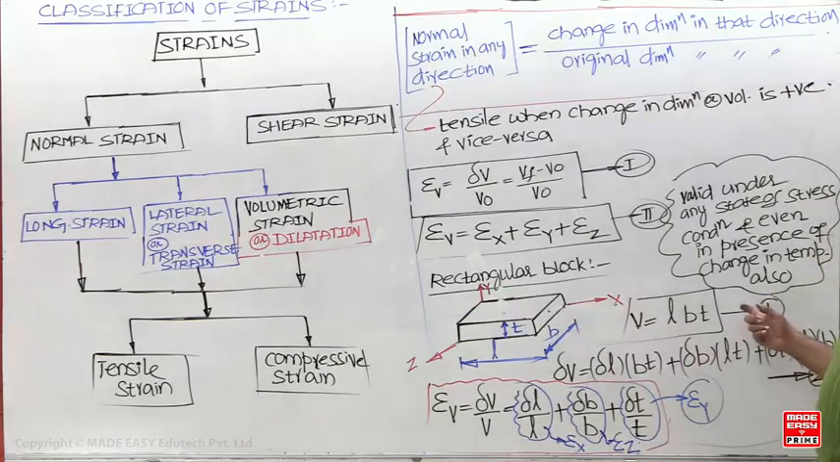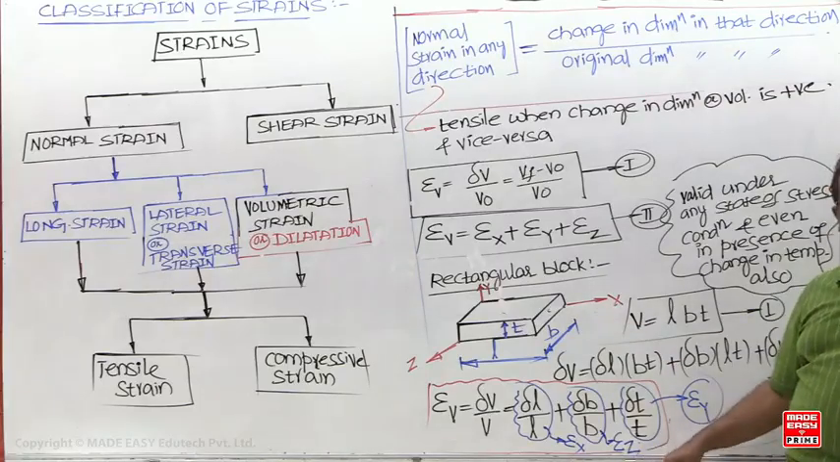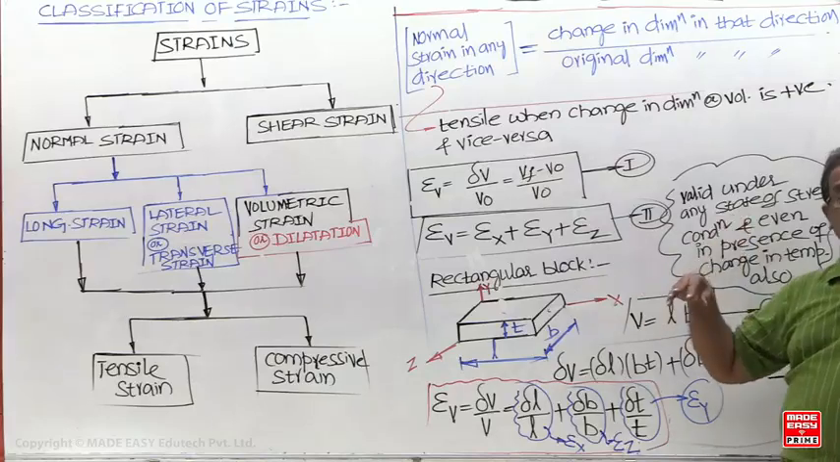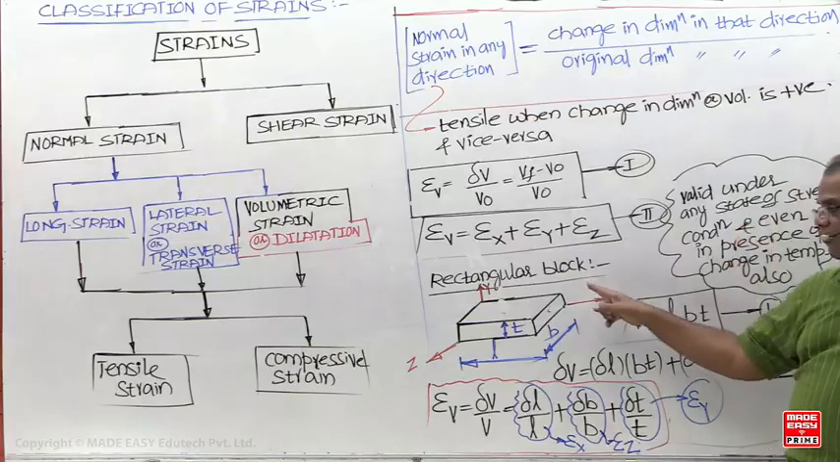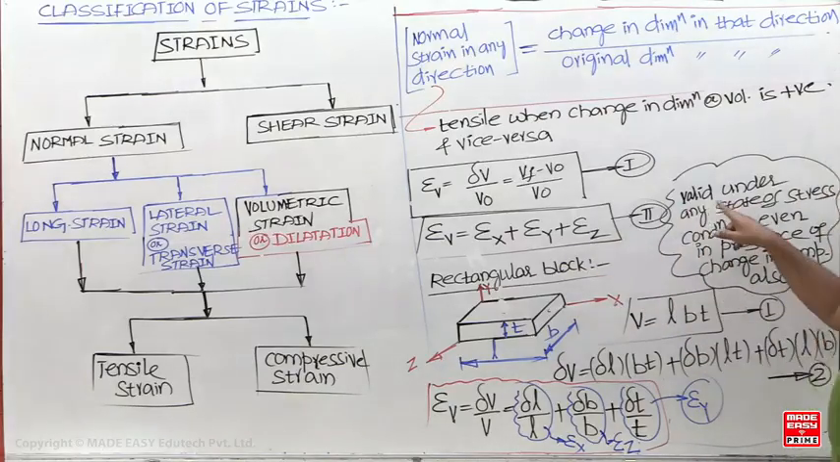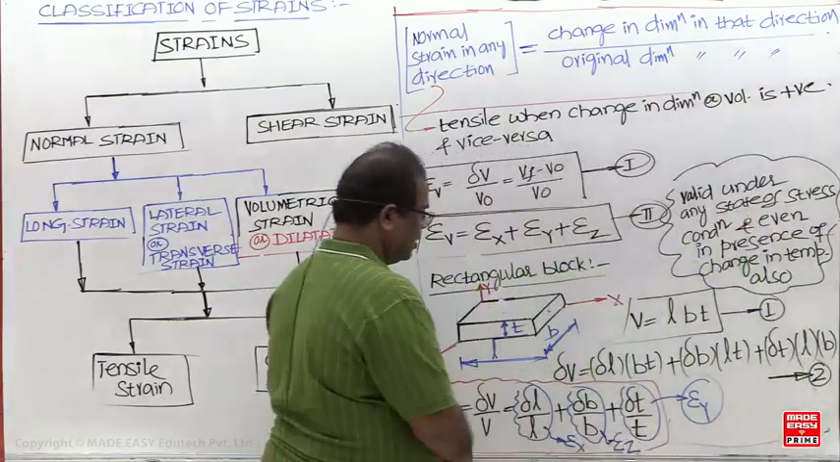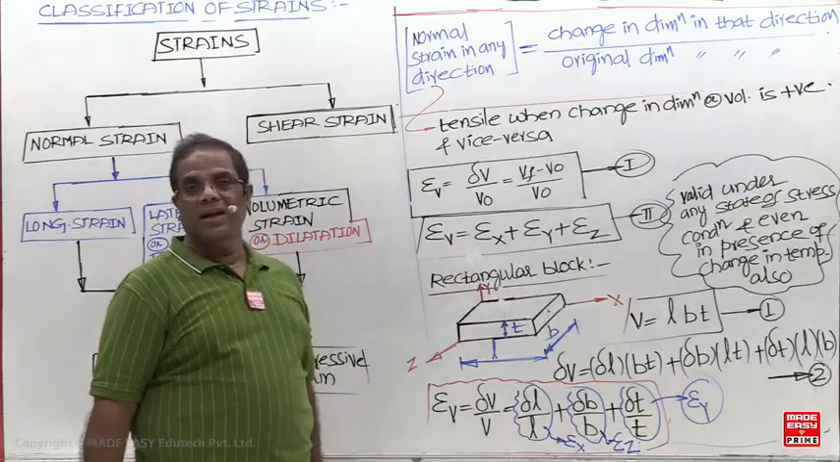Now, while getting this equation, have you considered any load? No. That's why this equation is valid even in presence of load and even in the absence of load. Even in presence of load means whether load is acting in one direction, two directions or three directions. Load may not be there also. Therefore I wrote: valid under any state of stress condition, and even in presence of change in temperature, that is, even in the absence of load. Because this equation was obtained mathematically, we have not considered any loading condition here.